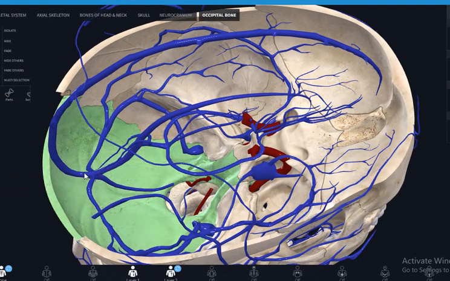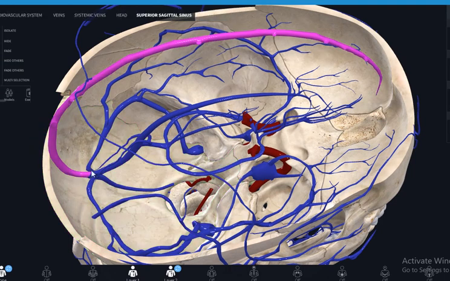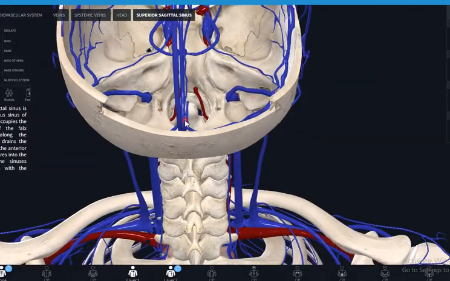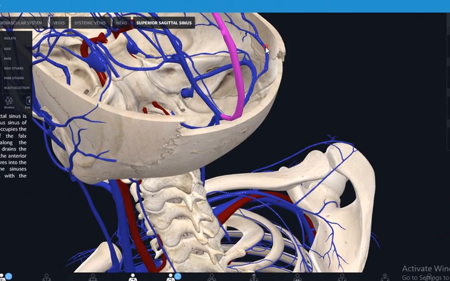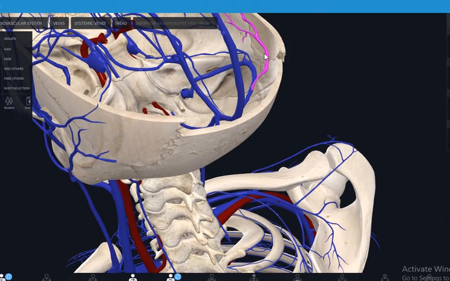They are going to divide mainly to form the transverse sinuses, and they are going to take also the occipital sinus. The two transverse sinuses are going to come laterally, and they are going to take circulation from the inferior anastomotic. This is the inferior anastomotic vein.